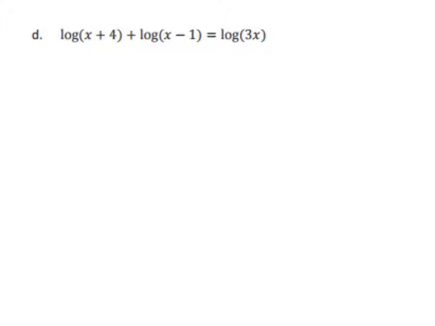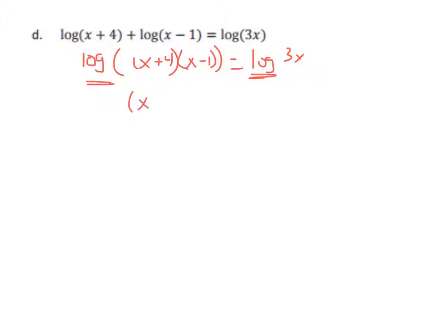Same thing on this one. What can we do first? Combine them down to a single log term. You cannot just set them equal the way it is. So it's the log of x plus 4, since it's adding, times x minus 1, and that equals the log of 3x. Now I've got a log set equal to a log with nothing else. So we can pull out the insides: x plus 4 times x minus 1 is equal to 3x.